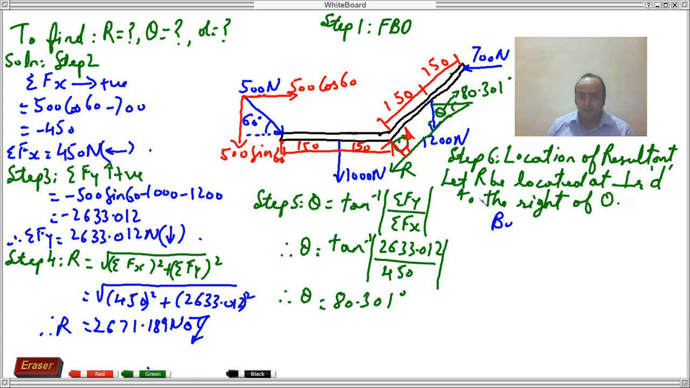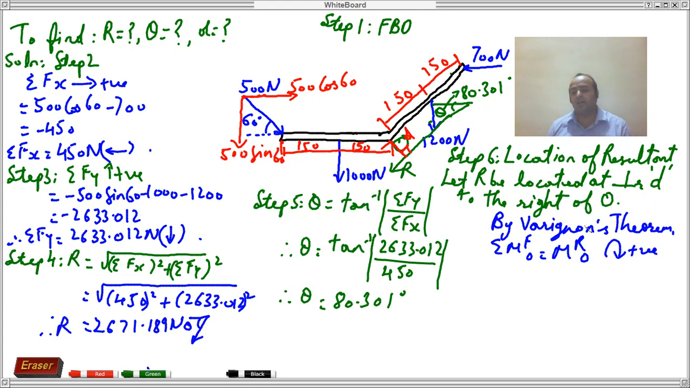So by Varignon's theorem, the algebraic sum of moments of all the forces about a point is equal to the moment of the resultant about the same point, with the clockwise sense taken as positive. Friends, many teachers consider the anti-clockwise sense as positive. I have considered the clockwise sense as positive. It doesn't make a difference. Final answers are going to be correct for both of them. So now let me go ahead with this.